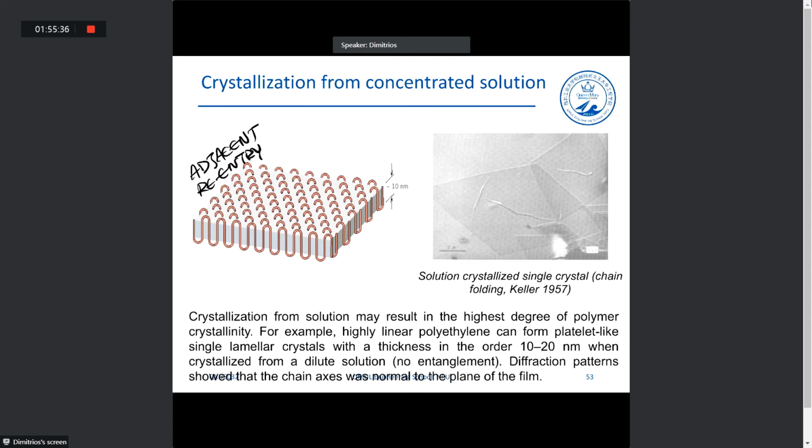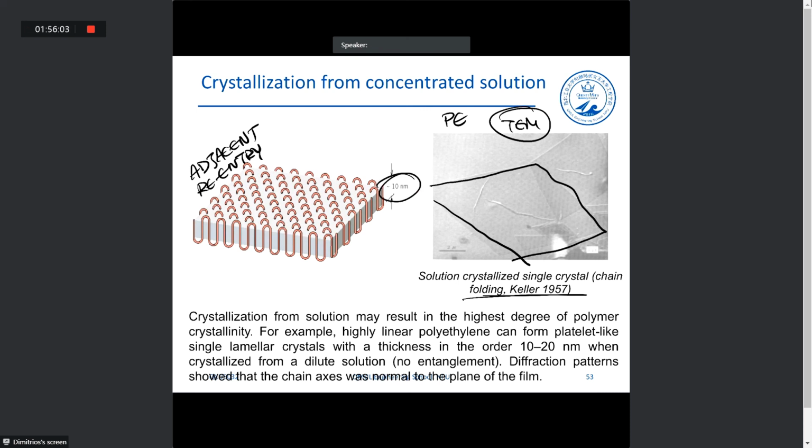And if we look upon this first observation of single chain crystals, I think those were polyethylene by Professor Keller, you can see how nicely these are fabricated. Okay, these are observed by TEM, transmission electron microscope. They have a very small thickness in the order of 10 to 20 nanometers, as you can see. Expected theoretically, and these do not form any entanglements. Okay, so because of that, they are able to form this very intricate and very interesting structure.